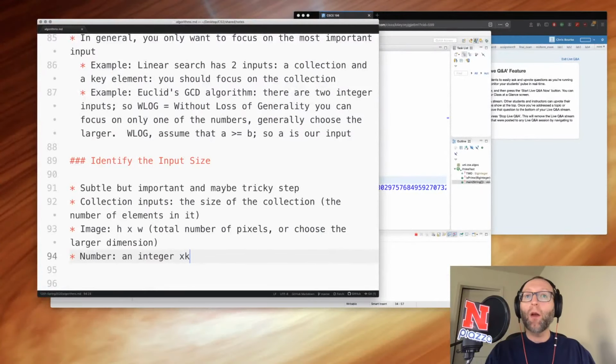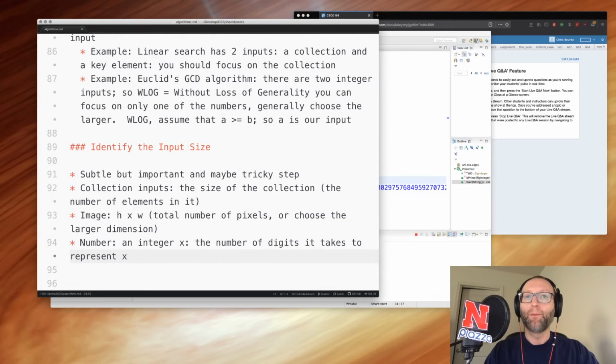So for a number x, or an integer x, it should be the number of digits it takes to represent x, right? But now we're humans, so we immediately think of digits. But ultimately, it's going to be run on a computer. And a computer doesn't think in base 10. We think in base 10 because we have 10 fingers and 10 toes, at least the luckiest of us. But a computer doesn't have 10 fingers and 10 toes. It has zeros and ones.